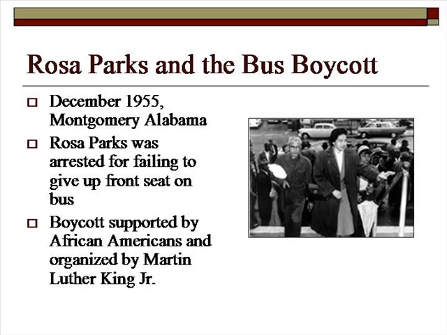And this was a wonderful case to galvanize around, arresting this nice woman for doing nothing other than sitting in a seat. And it made people really think about what we were doing here related to segregation. So it was supported by African Americans and ultimately organized by a new player on the scene, the Reverend Martin Luther King Jr.